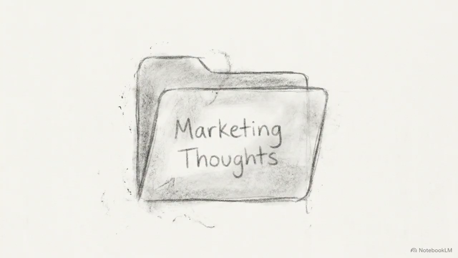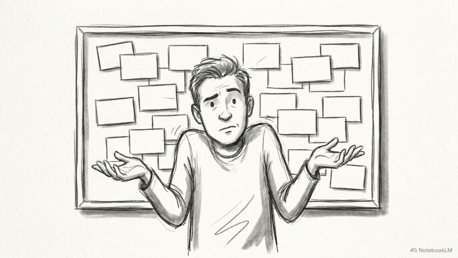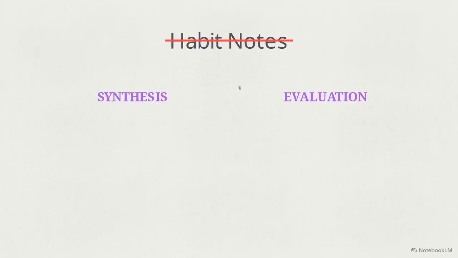We often weaken our notes with vague titles like marketing thoughts or habit notes. These labels do not describe what you can actually do with the information. To fix this, use Bloom's taxonomy of measurable verbs. This is a list of action words that describe specific cognitive tasks you can perform with your knowledge.